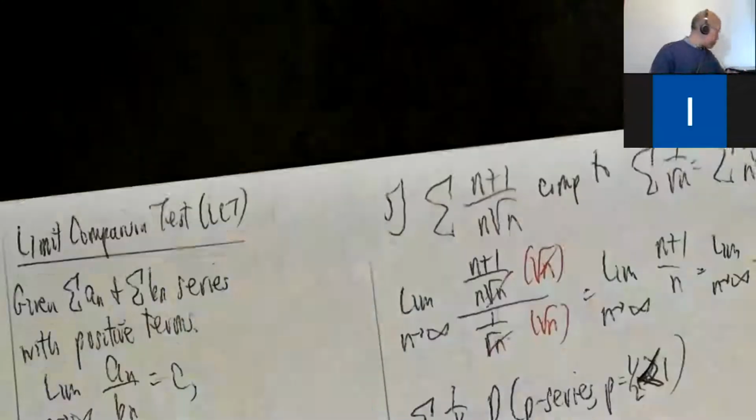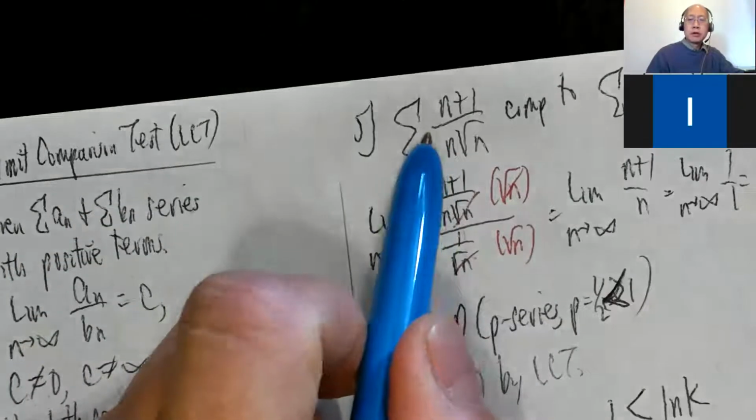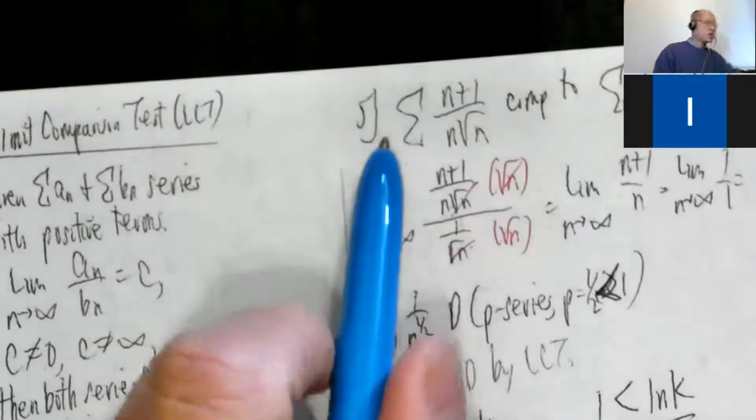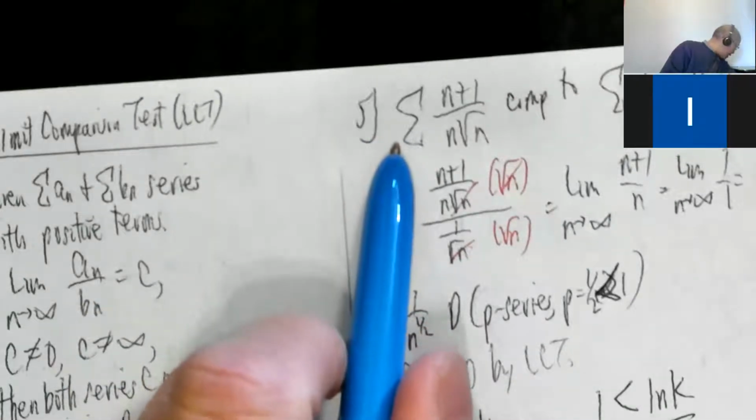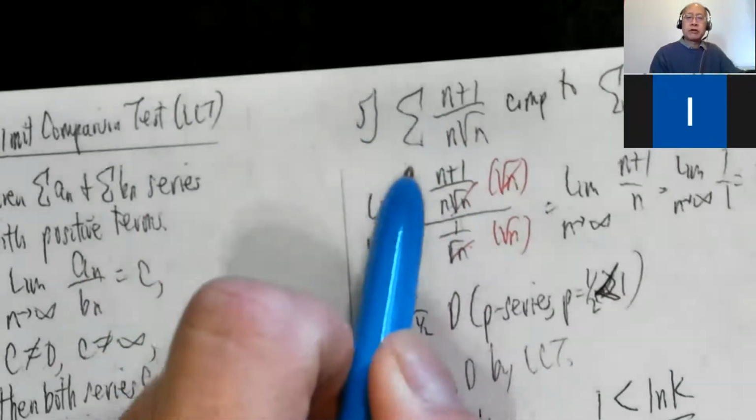All right, here's another one, number 5, which I think does match ours. Yes, this matches ours. Summation of n plus 1 over n radical n. I got lazy and didn't put the n equals 1 to infinity, but usually for these kinds of problems, you don't have to.